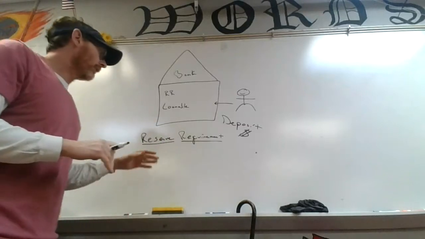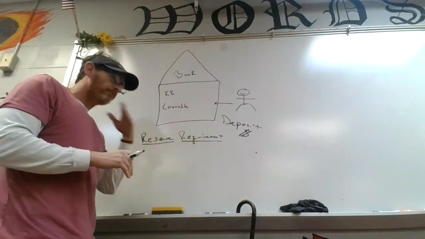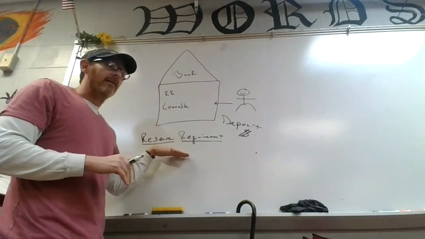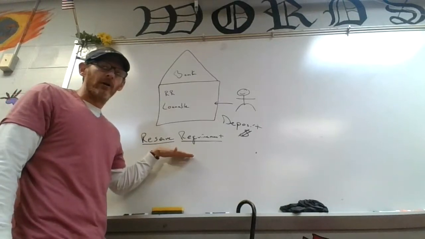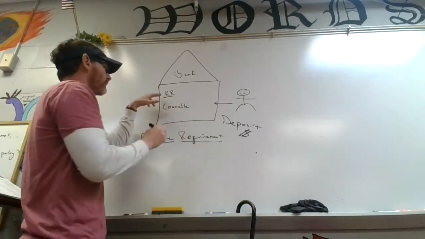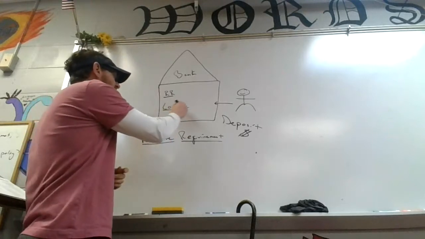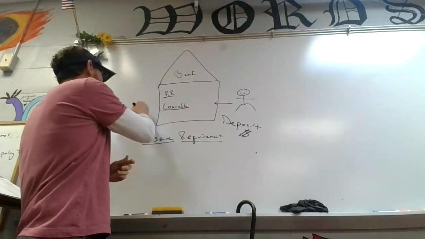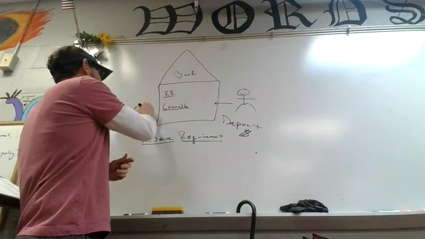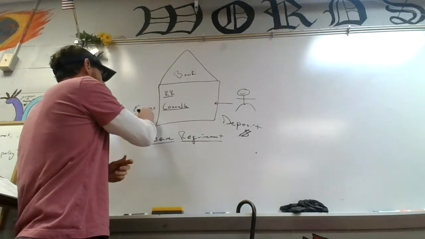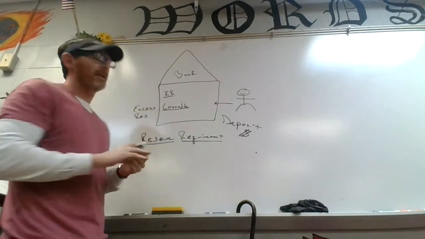So the Federal Reserve says that every bank will have a required amount of reserves. We call that required reserves, or RR. And the rest can be loanable funds. Sometimes we call this excess reserves. And that's money that can be loaned out.